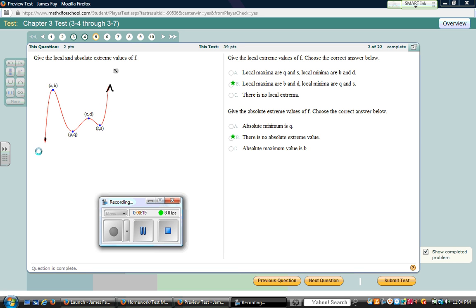This is going to negative infinity, that's going to positive infinity. There's nothing that's going to get smaller than negative infinity. There's nothing going to be bigger than positive infinity. So there's no absolute. However, that is a local maximum. That is a local maximum. This one's a local minimum, and that one's a local minimum.